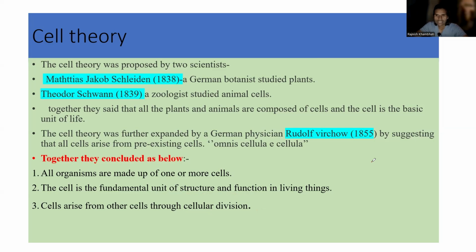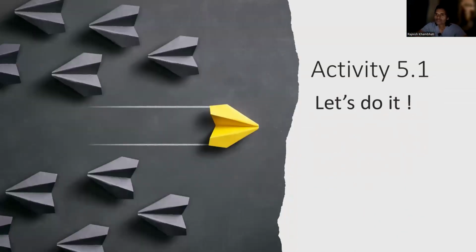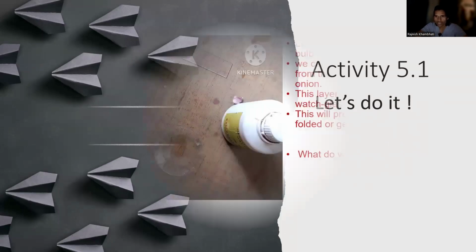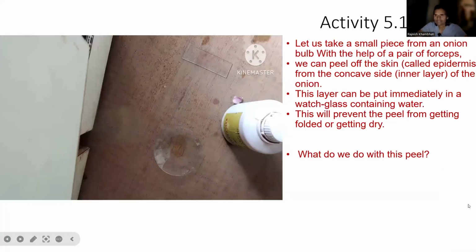Basically, cell division means there is one cell, and that one cell will then divide into two daughter cells, and the process is known as cellular division. So these are the three sentences of the cell theory. I hope that you are getting this. Now we have to do one activity according to the NCERT textbook. Okay, so let's see the activity.